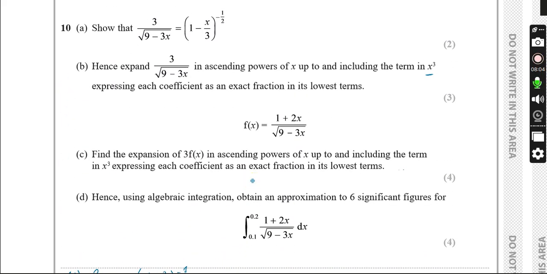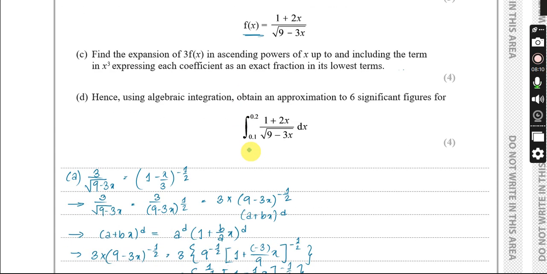For part C, we have been given an expression f(x) equals (1 plus 2x) divided by root over (9 minus 3x). And we have been asked to find the expansion of 3 by f(x) in ascending powers of x up to and including the term x to the power 3, like part B, and also expressing each coefficient as an exact fraction in its lowest term.